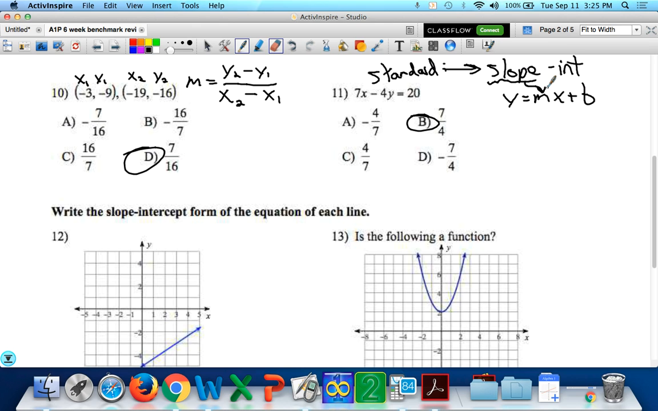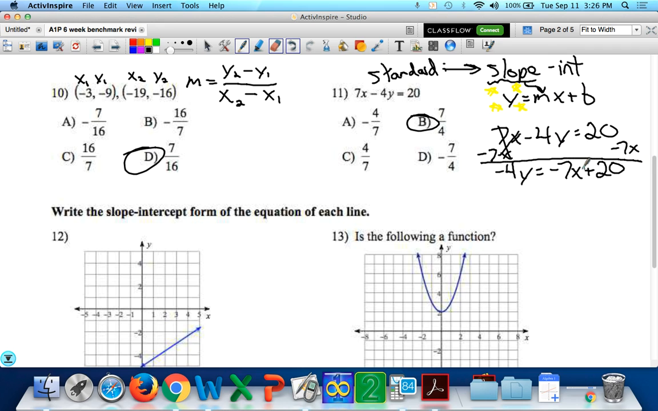So if we can get y all by itself from this equation, if we can get y all the way by itself, we'll be able to just look at our equation and find our slope. 7x minus 4y equals 20. I'm going to subtract 7x from both sides. Now, I'm going to write my negative 7x first, and then my plus 20, or 12 if I'm just writing random numbers down, because that's how it's going to look in my final form, okay?